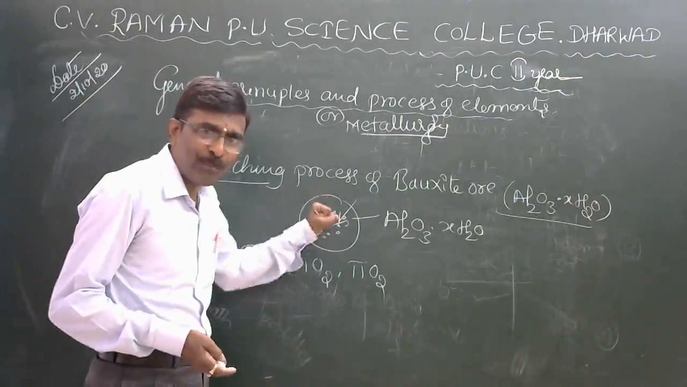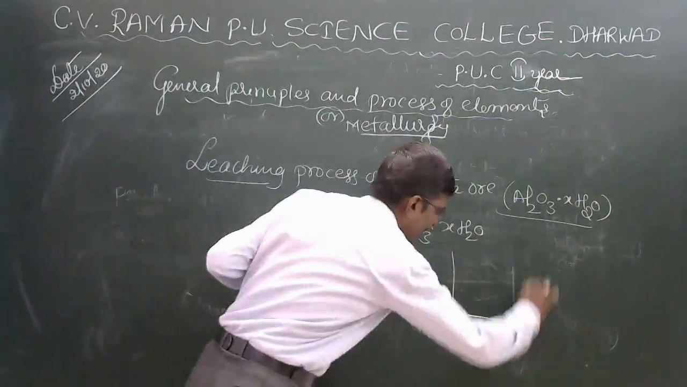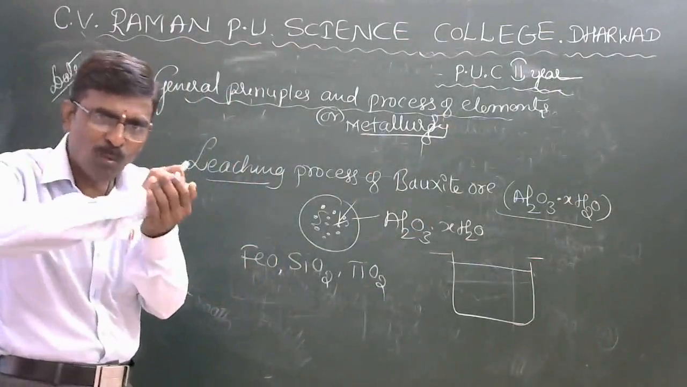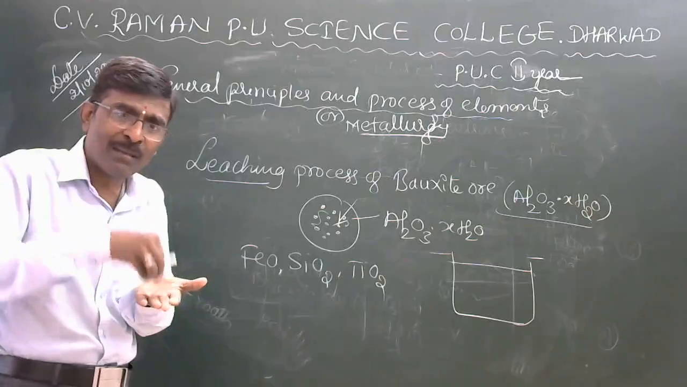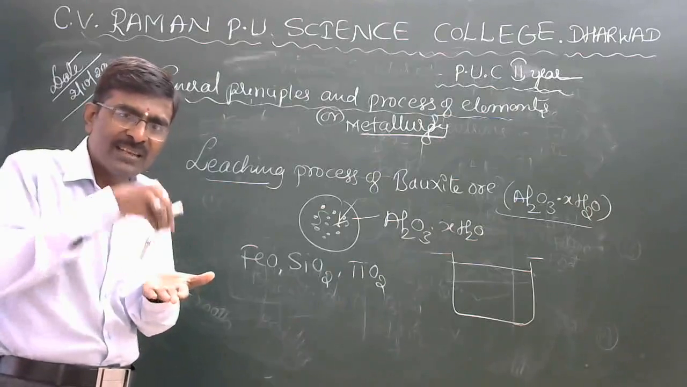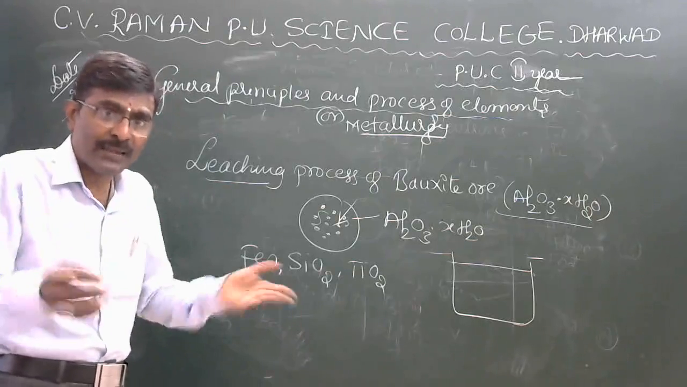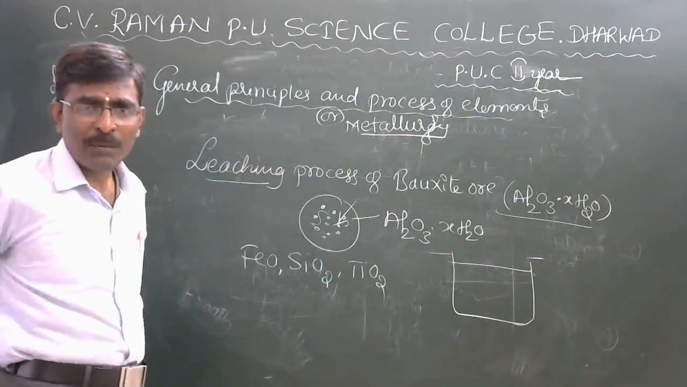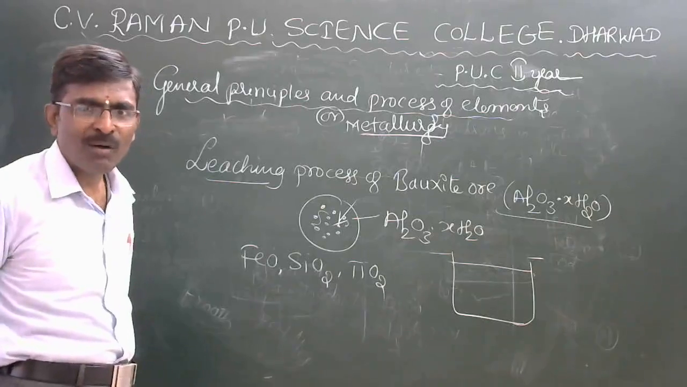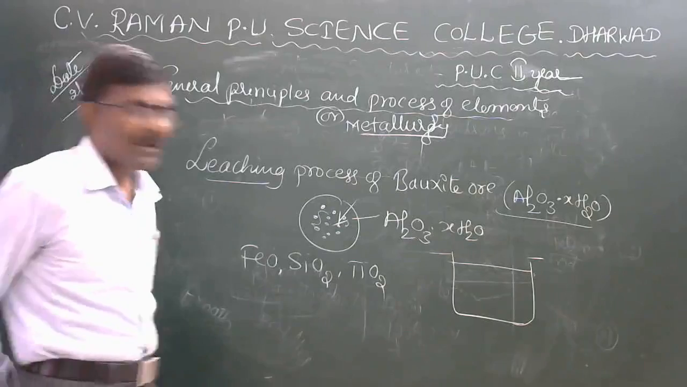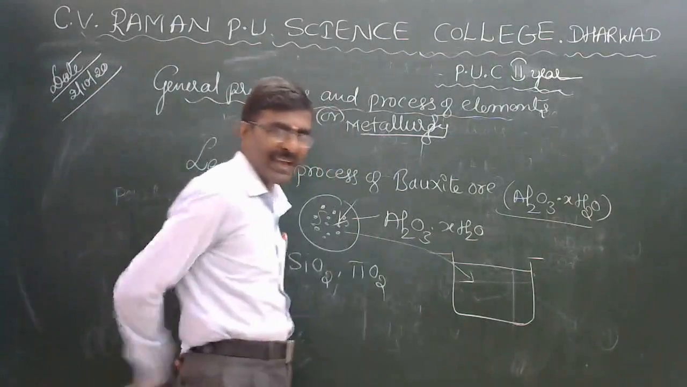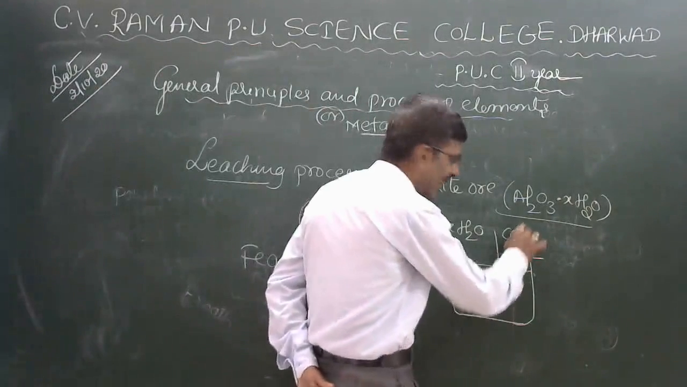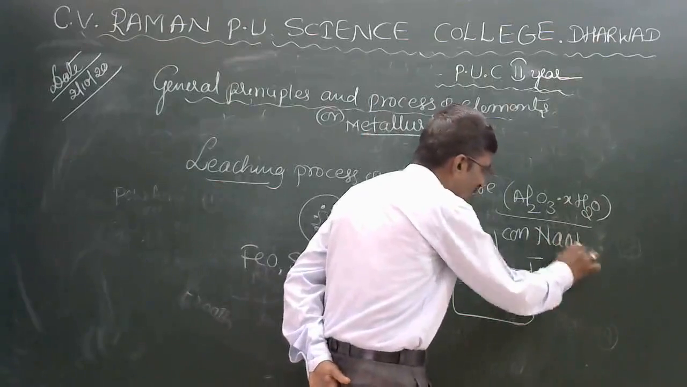So this powdered ore is taken in a large tank. The aluminium bauxite ore is finally powdered. That powder also contains some impurities such as iron oxide, silicon dioxide, titanium oxide. They can be separated, because they are impurities present in the bauxite ore. Now we want pure aluminium, my dear students. So this powdered ore is taken in a large tank by adding concentrated sodium hydroxide, concentrated NaOH.